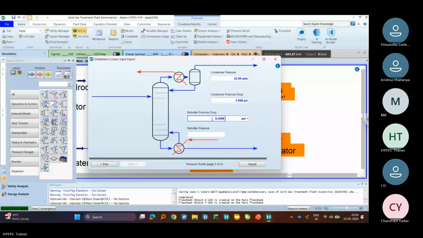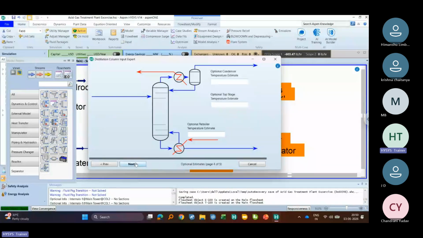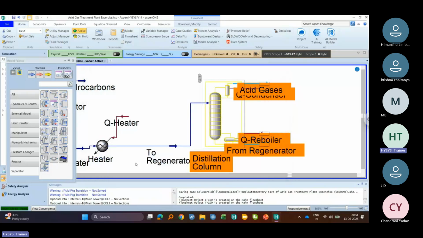Reboiler pressure drop is 0.1 psi. And the reboiler pressure is 26 psi. We'll go to this next. No temperature specifications we are giving right now. We click on next. No vapor rate or reflux ratio we will be giving for this. We'll click on next, click on done.